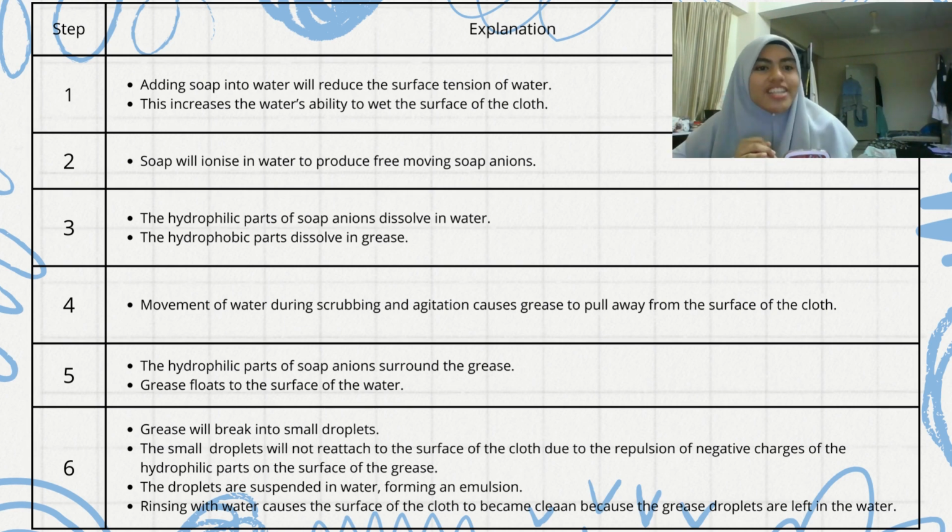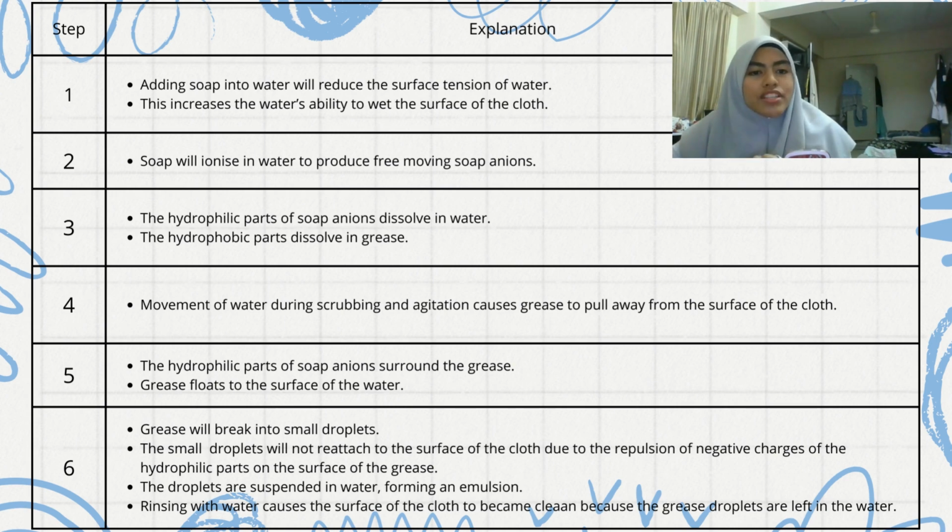Step 3: the hydrophilic part of the soap anion dissolves in water, and the hydrophobic part dissolves in grease. As I said earlier, the hydrophilic part loves water but doesn't love oil or grease. The hydrophobic part will go to the grease but not to the water because it hates it. Step 4: the movement of water during scrubbing and agitation causes grease to pull away from the surface of the cloth.